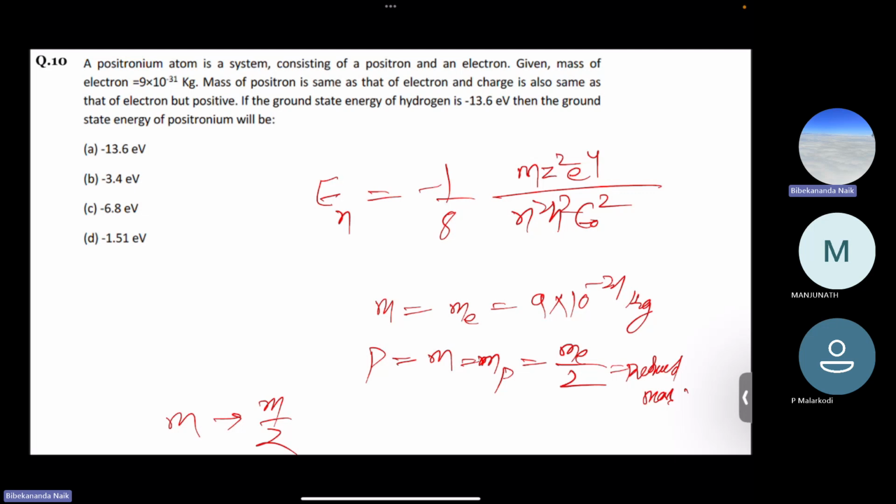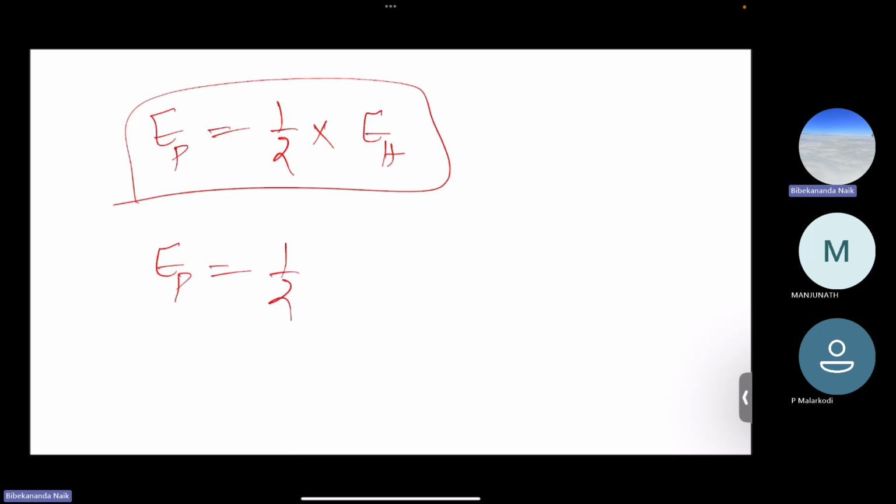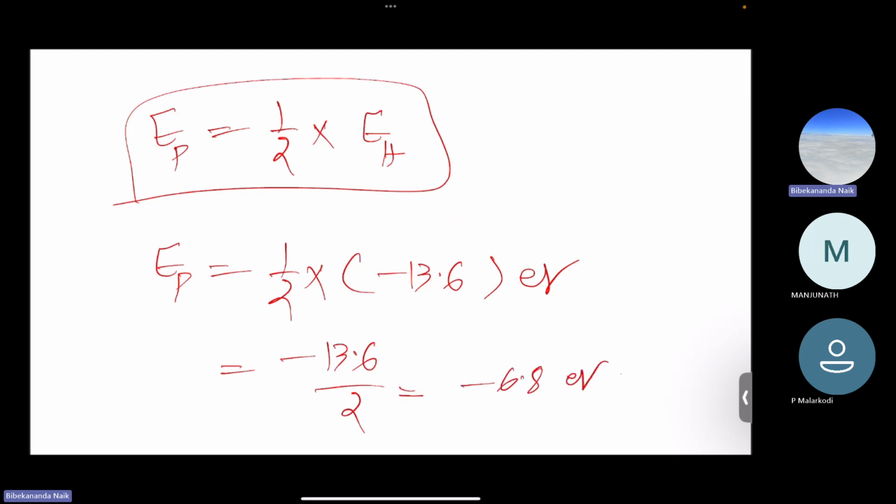So if you put here m by 2 and all other values remain the same, as long as the charge of electron is the same, Z will be 1 for hydrogen, and n remains the same because we are talking about the ground state, and h and epsilon 0 are universal constants. So the new energy will be 1 by 2 into the ground state energy of hydrogen atom, that is minus 13.6 electron volt. It will be minus 13.6 divided by 2, which comes out to be minus 6.8 electron volt. So is this clear to you?